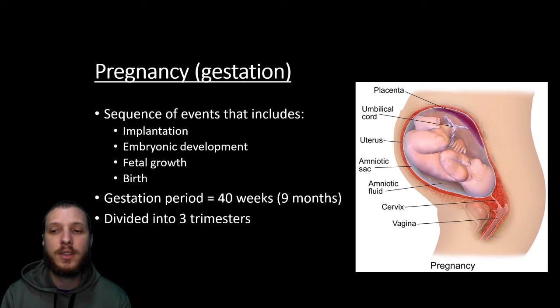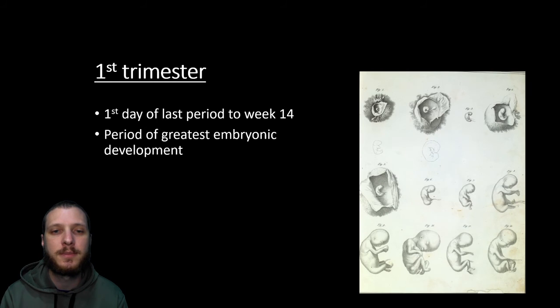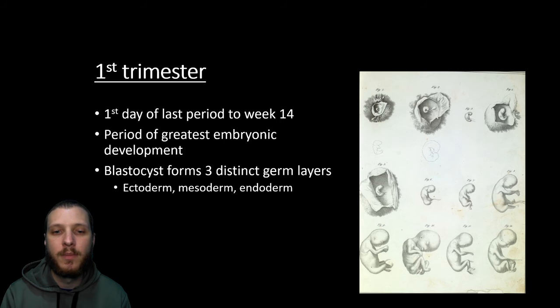And we divide pregnancy into 3 trimesters. So we'll look at what distinguishes each of these different trimesters. In the first trimester, this is again the first day of your last period to week 14. And this is going to be the period of greatest embryonic development. So basically, what that means is we start as one tiny cell and we divide millions and millions and billions of times. And now we're going to start to see the development of what we consider an embryo.